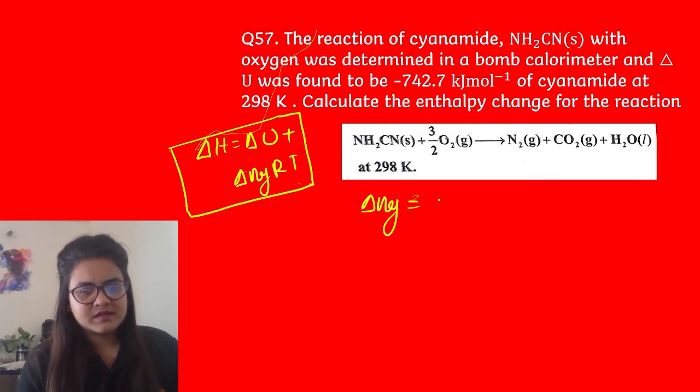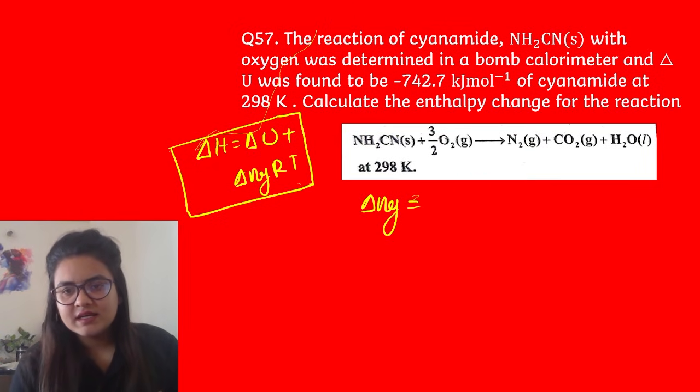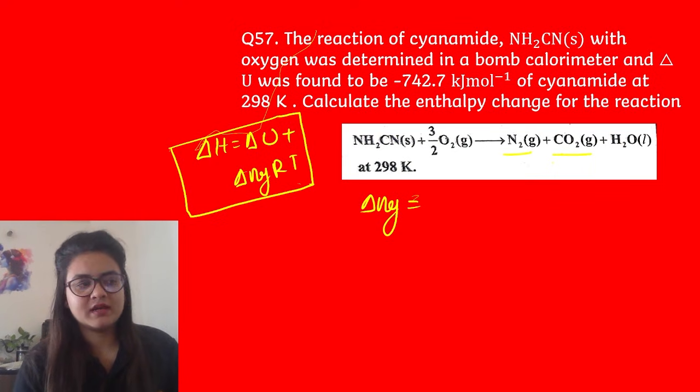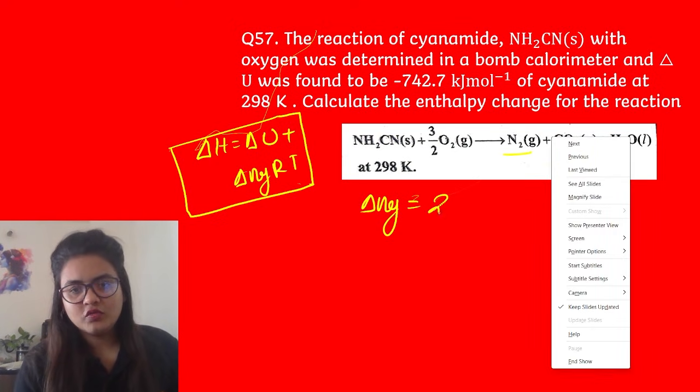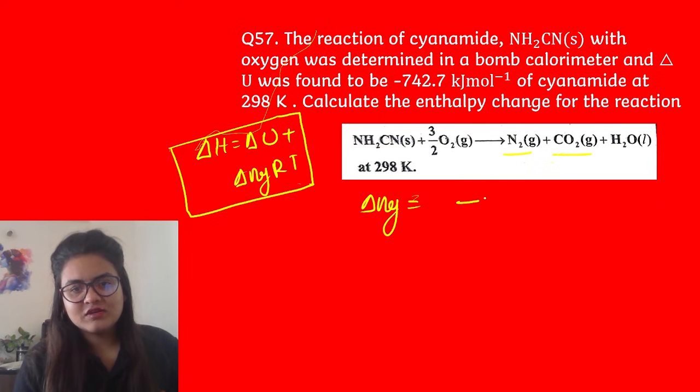So that is product minus reactant, right? So product is how much? See, I will just take nitrogen and carbon dioxide because H2O is liquid. I'm not going to take it because delta Ng means the change in the number of moles of product or reactant. It's only the gaseous we have to take. So 2 minus, again you can see ammonium cyanide, that is also solid, we are not going to take it. So 2 minus 3 by 2, right? That will give you 0.5.